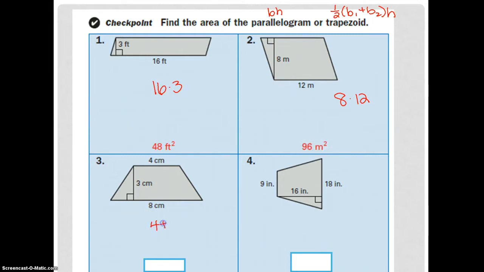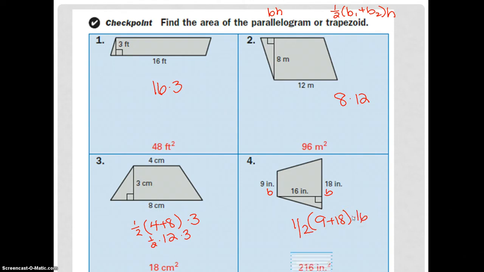Number 3, you add bases, multiply by a half, and multiply by 3. 12 times a half times 3 is 18 centimeters squared. The bases here are 9 and 18. Add them together. Multiply by a half, multiply by 16, you get 216 inches squared.